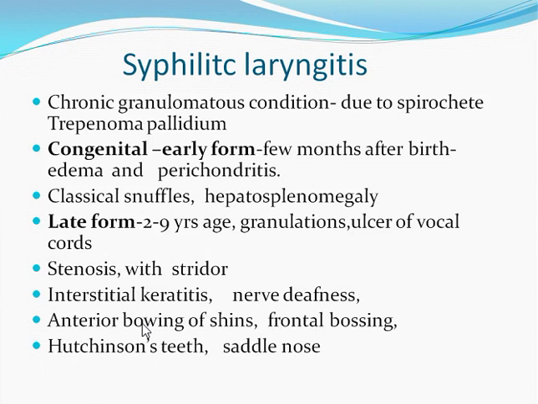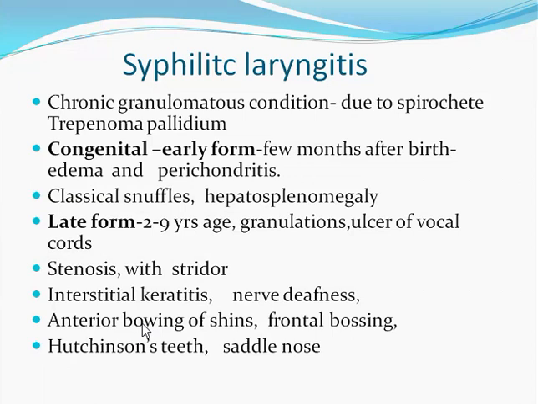There are other conditions like syphilitic laryngitis. Nowadays, this is also becoming rare because sexually transmitted diseases are coming down. This is one condition where there is a chronic granulomatous involvement. It is due to a spirochete called Treponema pallidum. It has two forms. One is congenital, that is the early form. A few months after birth, you will see edema and perichondritis. A patient may come with the classical snuffles, and there is hepatosplenomegaly present in neonates, in the early form.